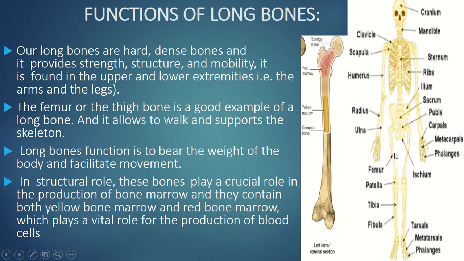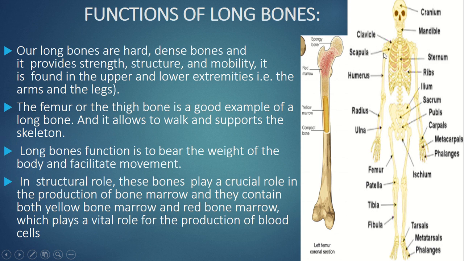This is a long bone. It allows us to walk and supports the skeleton. The long bone's function is to bear the weight of the body and facilitate movement, because this is the one bearing the whole weight of the body. The structural role aside, these bones play a crucial role in the production of bone marrow. They contain both the yellow bone marrow and the red bone marrow, which play a vital role in the production of blood cells. Blood cell production mainly takes place in the red bone marrow.